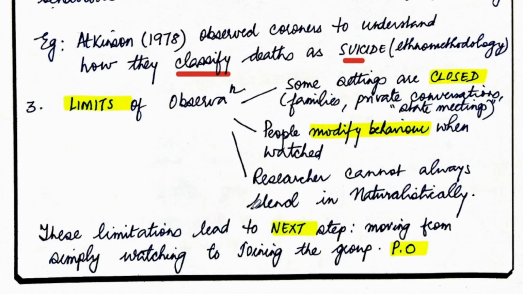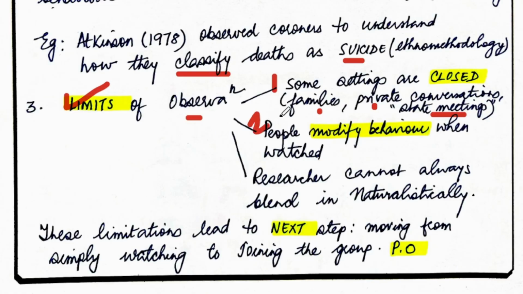So, what are the limitations of observation? There are several important constraints that limit the effectiveness of this tool. First, some settings are closed, they are inaccessible. For example, families or private conversations or elite groups or important state meetings. They cannot be observed directly because the researcher does not have natural access to these spaces. So, this prevents observation from capturing the social behavior in certain sensitive or restricted environments.